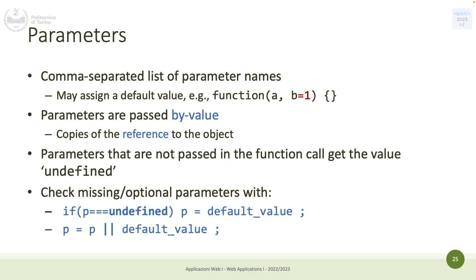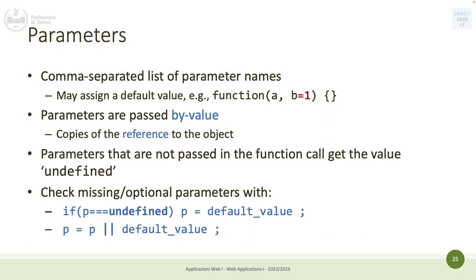Parameters are always passed by value. And you can define parameters with a default value, like this one. If you call this function and you don't pass the parameter B, B assumes the value 1. Always. If you pass the parameter, it uses the value that you pass. And if you don't have the default and you don't pass the parameter, so you call this function with 3, and that's it, without B, B will get the value undefined by default. So you can have a function with 3 parameters and call it with 1 or with 2.